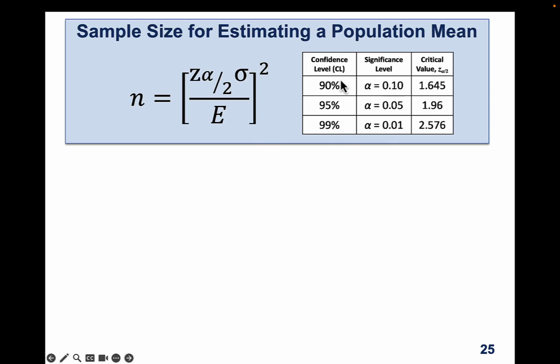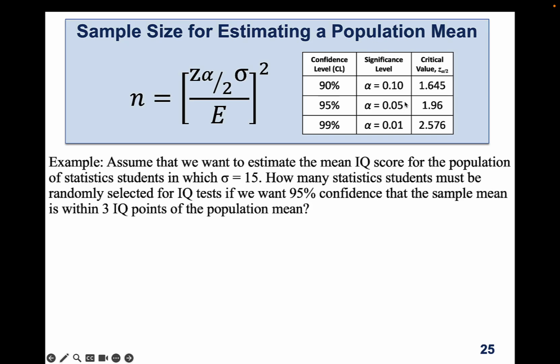This table is the same one we were referring to before. So if our confidence level is the default of 95, then our z sub alpha over 2 is that 1.96. No change there. Let's try one. Assume that we want to estimate the mean IQ score for the population of statistics students, in which sigma is 15. Must be IQ score points. How many statistics students must be randomly selected for an IQ test if we want 95% confidence that the sample mean is within 3 IQ points of the population mean?